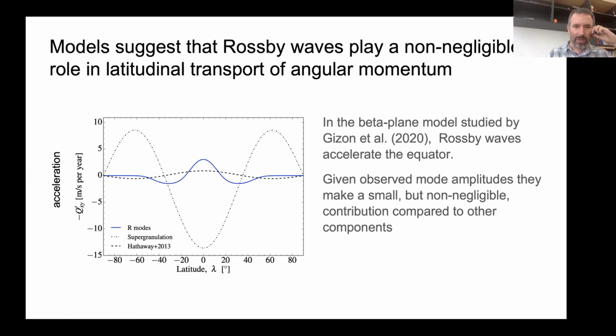And then there are also some measurements from Hathaway. These are angular momentum transport by large scale flows. And this other curve is what you expect for supergranules. And the point here that I'm trying to make is just that in this paper, they argue that the Rossby waves are transporting angular momentum in latitude, and that this transport is non-negligible. And I think that's interesting and something that people should keep working on.